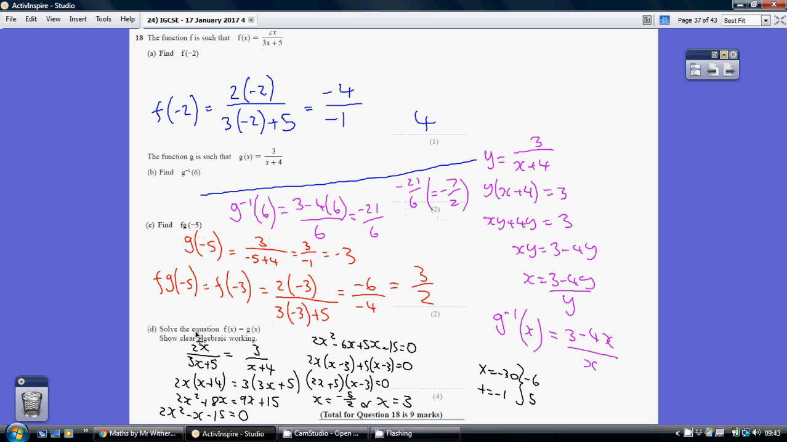Now for part D, I've got to find the values for x where the f function equals the g function. So set them equal to each other. I've then multiplied both sides by 3x plus 5 and x plus 4 to give me this. I've then multiplied out and taken it all to the left hand side to give me this quadratic equation. This factorizes to 2x plus 5 times x minus 3. So my two values for x are x equals minus 5 over 2 or x equaling 3.